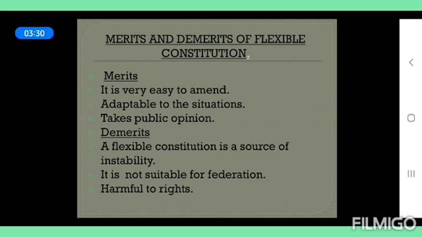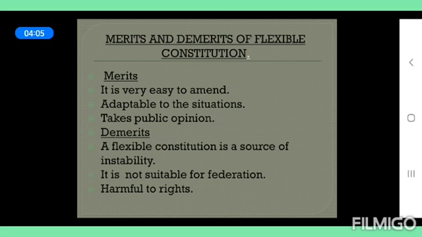When we see a rigid constitution, which is written in nature, students, it is stable. In an unwritten constitution there is a lack of stability, and it is not suitable for federations. Sometimes the rules and regulations can be vague and ambiguous in nature. So this is number 1 demerit of flexible constitutions: a flexible constitution is a source of instability.